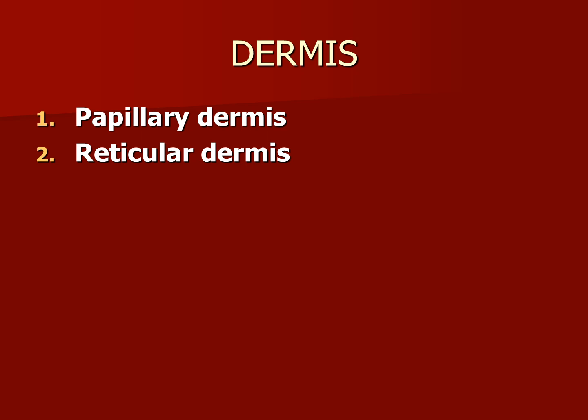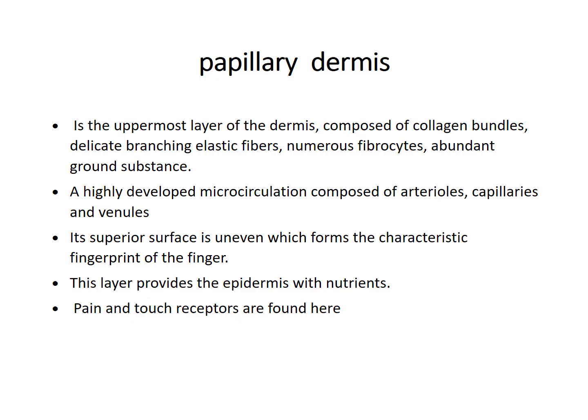Dermis consists of two layers, papillary dermis and reticular. Papillary dermis is the uppermost layer of the dermis, composed of collagen bundles, delicate branching elastic fibers, numerous fibrocytes, and abundant ground substance. It has a highly developed microcirculation composed of arterioles, capillaries, and venules. Its superior surface is uneven, which forms the characteristic fingerprint of the finger. This layer provides the epidermis with nutrients. Pain and touch receptors are found here.